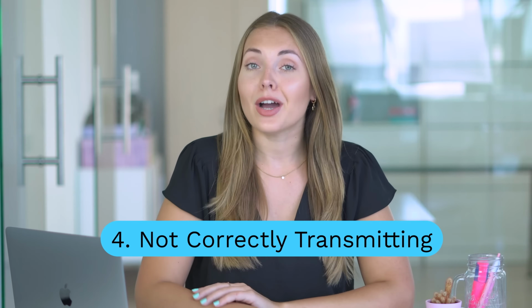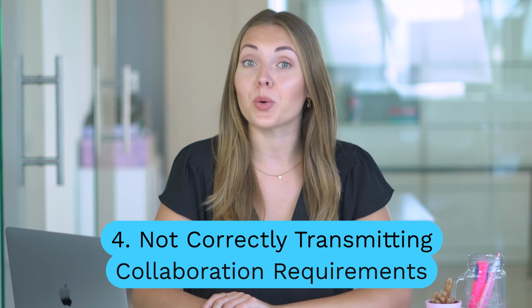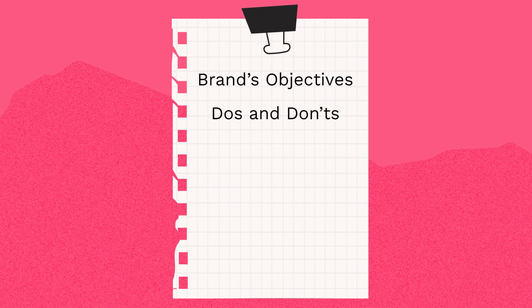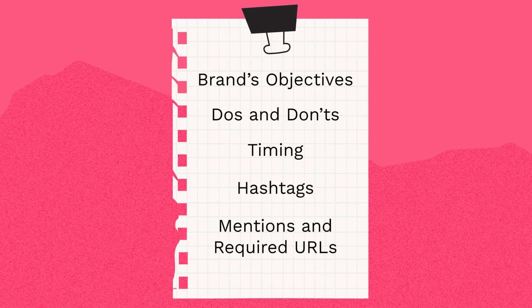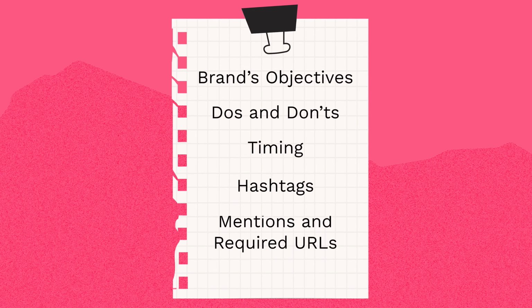Number 4, not correctly transmitting the collaboration's requirements. This is an error that usually occurs when managing campaigns, and it can lead to influencers not meeting brand expectations and a waste of time on back and forth communications. To avoid this, you should complete a brief in which your brand's objectives, the do's and don'ts, timing, hashtags, mentions, and required URLs, etc. are all documented. Influencers also must stick to the briefing so that the collaboration is set up for success.